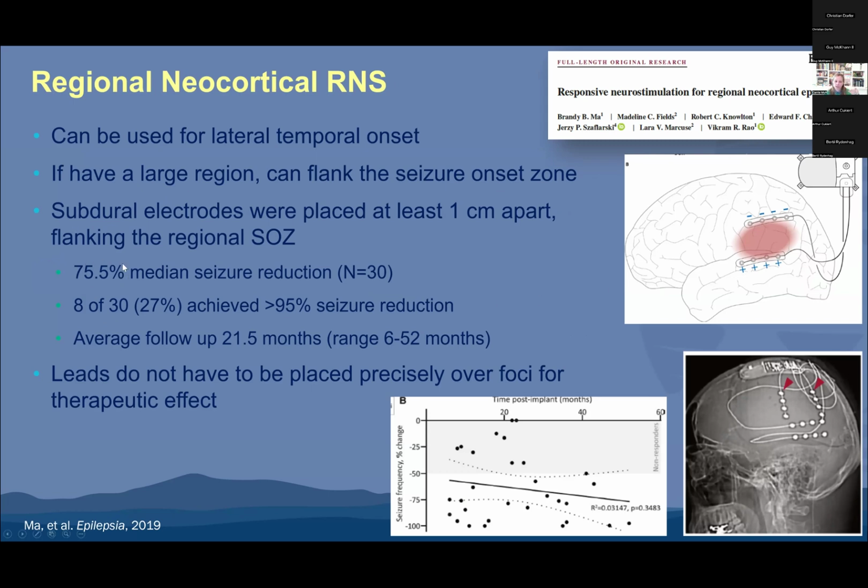You can be at least a centimeter apart, and you can get good control. And this study, for instance, has 75% median seizure reduction, even with the electrodes placed a distance apart, flanking that area. Here, for instance, you can have two temporal electrodes, subdural strips, place them a centimeter apart, and you can actually get regional coverage. So even if you're not exactly on the spot of seizure onset, you can still get good control with RNS.